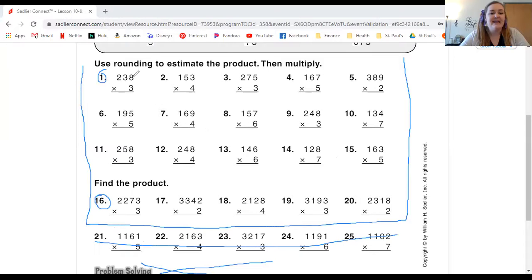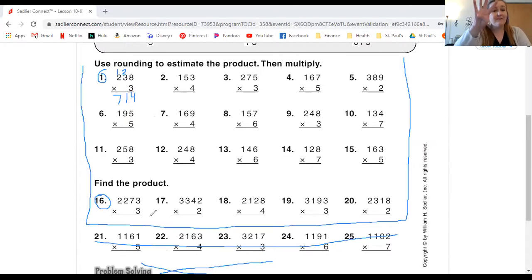Okay, so let's do it. 8 times 3 gives me 24. Now I'm going to go 3 times 3 is 9. I add 2, I get 11. So I'm going to put my 1 here and then the other one right here. 3 times 2 is 6, plus 1 gives me 7. So that should be your answer to number 1. Okay, let's try number 16.